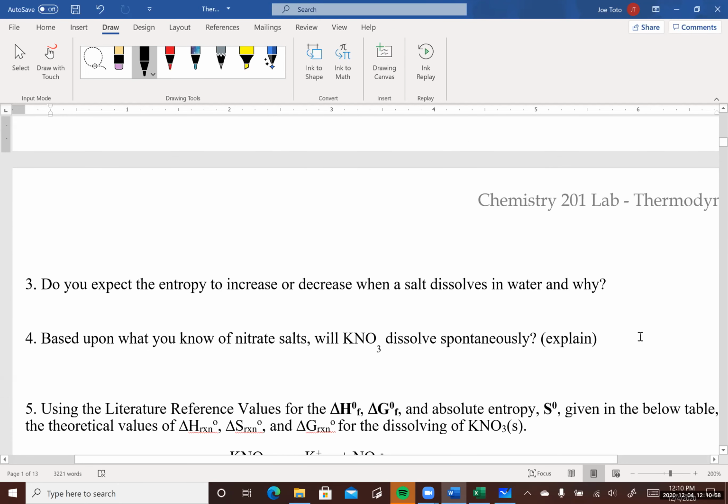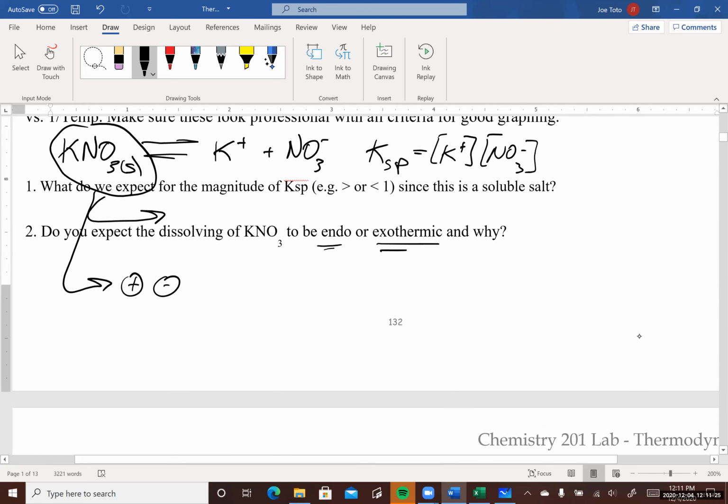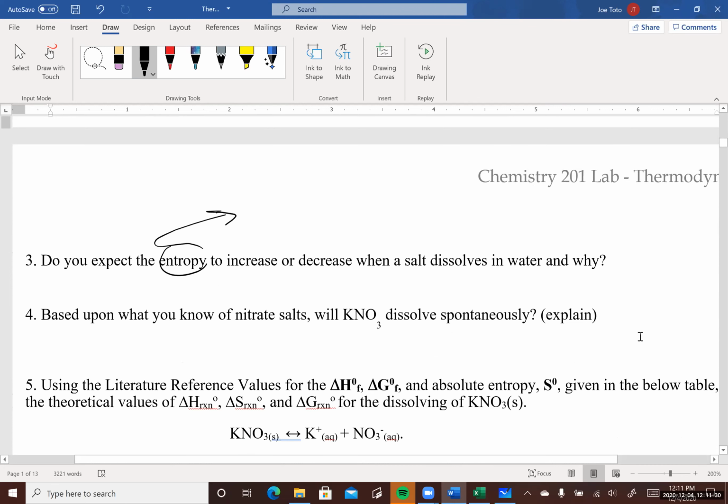Number 3, do you expect the entropy to increase or decrease? Here you should look back at your definition of entropy and see that it's a measure of the dispersion of particles and/or energy, and therefore you can come to a conclusion as to whether that increases or decreases during the dissolution of potassium nitrate to potassium ions and nitrate ions. And use that knowledge to explain why you believe it.